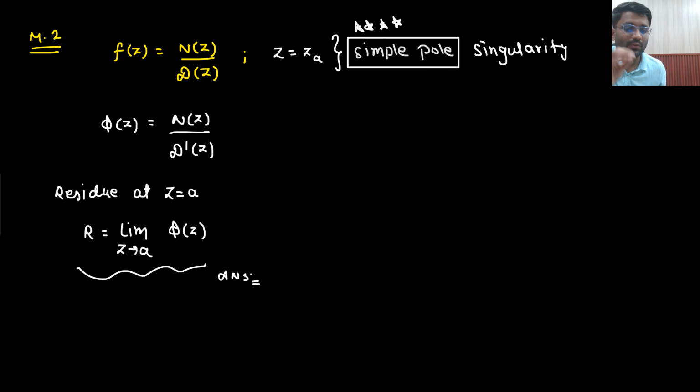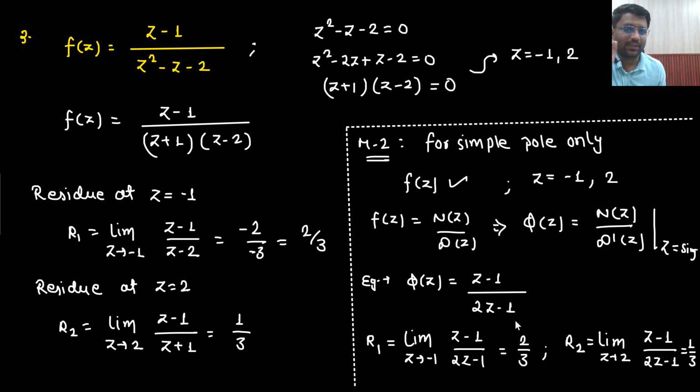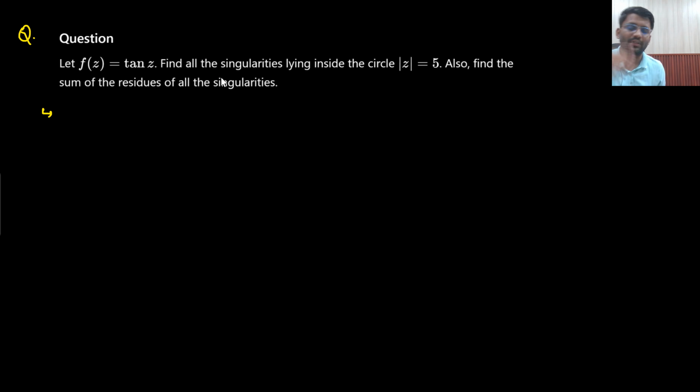Some questions will be solved only by method 2. Method 1 will not work there. Okay. What kind of questions? This kind of question. F of z equals tan z. You need to find out all the singularities which are lying inside the circle mod of z equals 5. Also find out the sum of all the singularities.